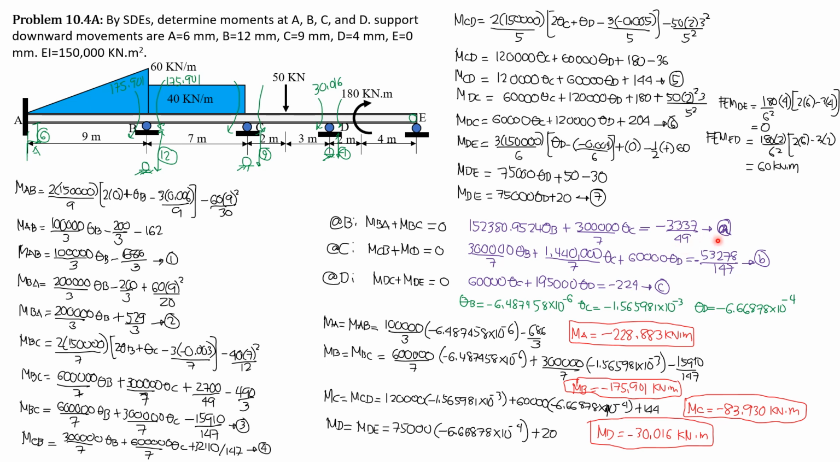Call that equation A. Then equilibrium at C, MCB plus MCD equals 0. So we add equations 4 and 5, the result would be 300,000 over 7 theta B, then 600,000 over 7 plus 120,000, that's 1,440,000 over 7 theta C, then plus 60,000 theta D, then equals negative 32110 over 147, then negative 144 combined, that's negative 53278 over 147.